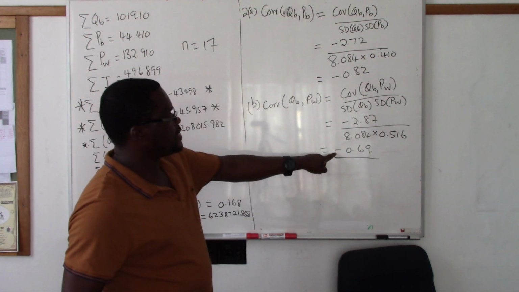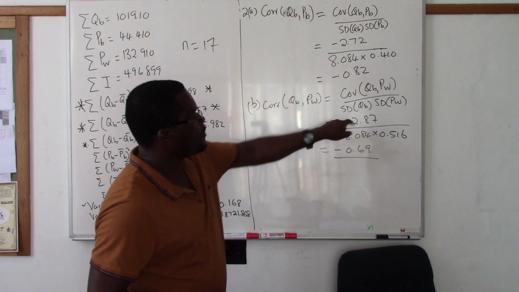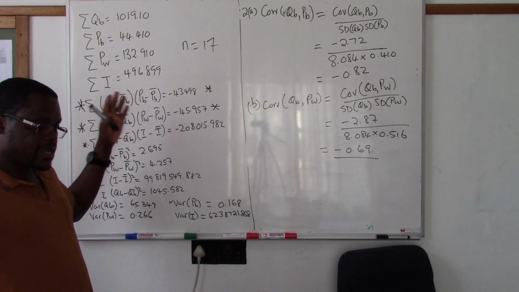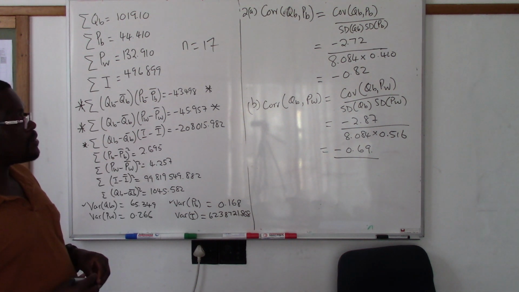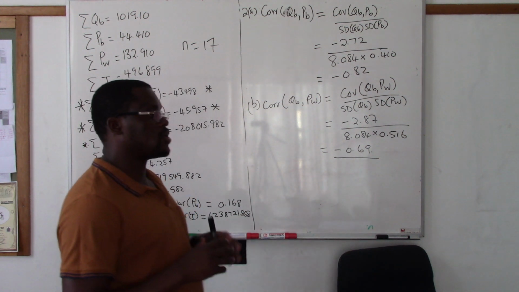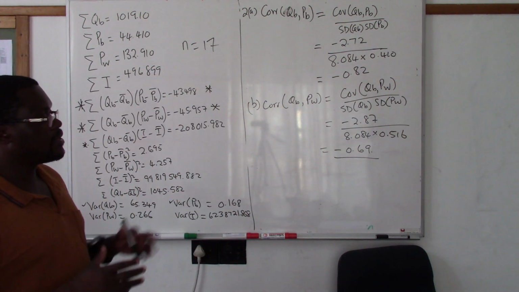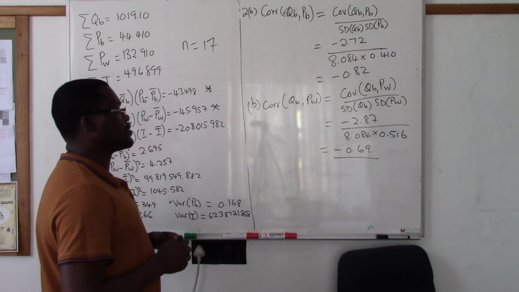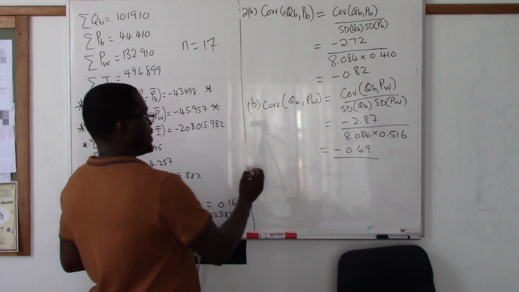It again preserves the negative sign we found in the covariance, and it is a number lying between minus 1 and 1, which also shows that there is a moderately strong, moderately reliable linear association, negative linear association between the two variables.